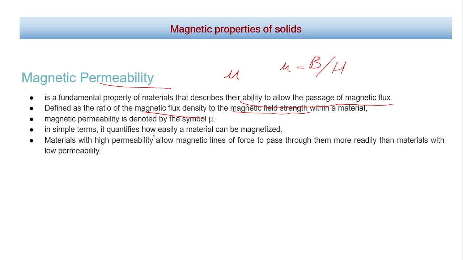In simple terms, it quantifies how easily a material can be magnetized. So when we apply H, which we sometimes call magnetic field strength or sometimes magnetization field, permeability tells how easily that material can let the magnetic lines of force pass through it, means how easily it gets magnetized under the influence of that magnetization field around it. Materials with high permeability allow magnetic lines of force to pass through them more readily than materials with low permeability.